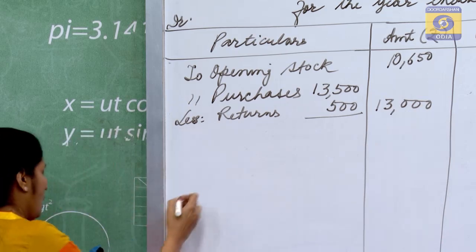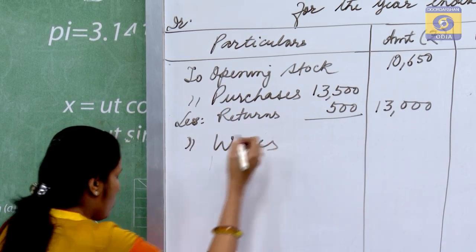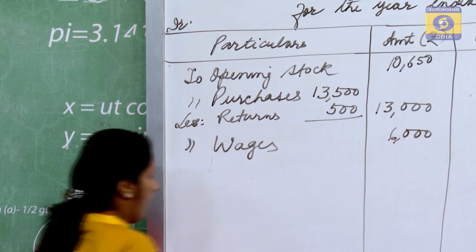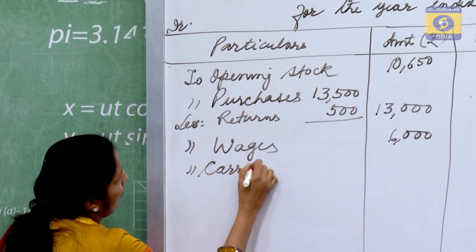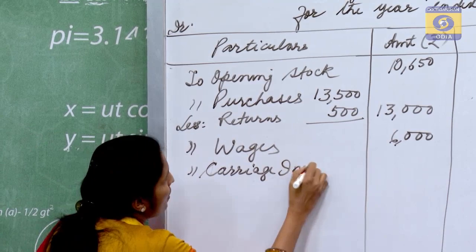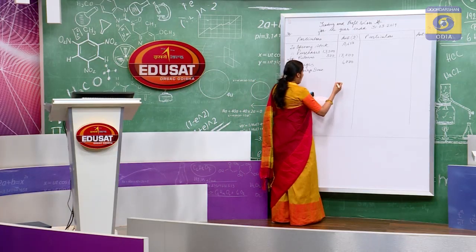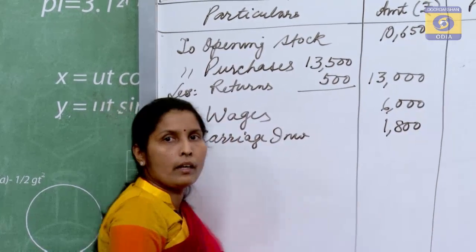The next item on the debit side we have is to wages. Wages given to us is 6,000. Then we have carriage inwards. Carriage inwards will also go to the debit side of trading account. Carriage inwards amount is 1,800. Let's have a look at the credit side.